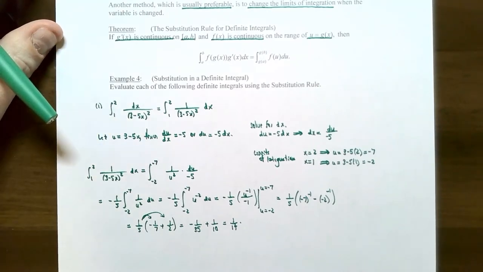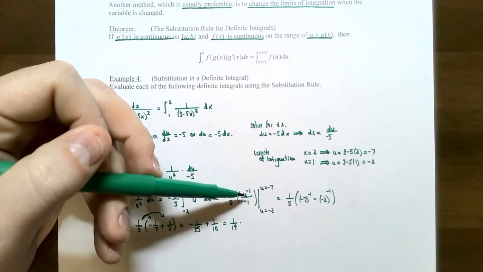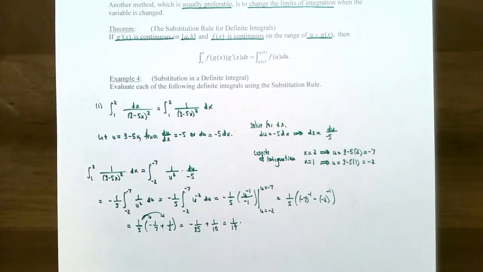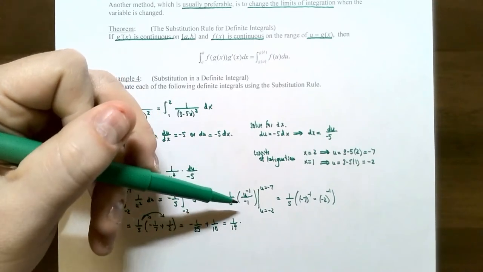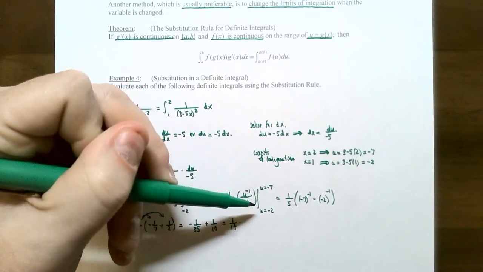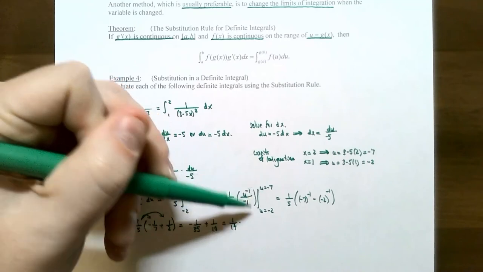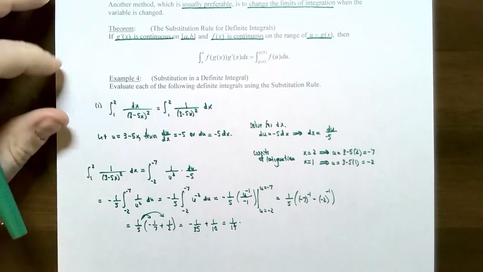So the biggest idea in this second method is that you do not need to replace the u in terms of x's because you've already changed the limits of integration to be in terms of u. This can have advantages. You're not substituting these values into a complicated function. You're just substituting into a very simple antiderivative.